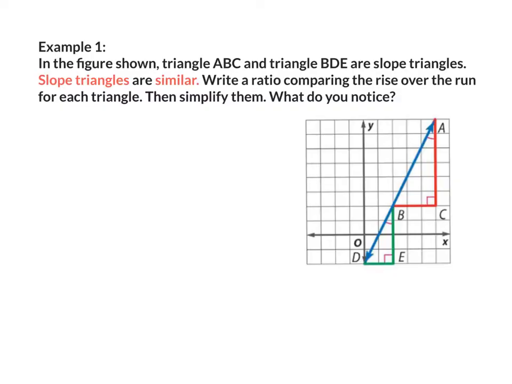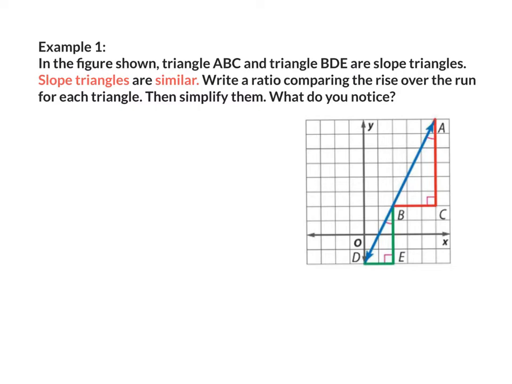Example number 1. In the figure shown, triangle ABC and triangle BDE are slope triangles. Slope triangles are similar. Write a ratio comparing the rise over the run for each triangle. Then simplify them. What do you notice? Now let's look at the triangles. We'll start with the large one.